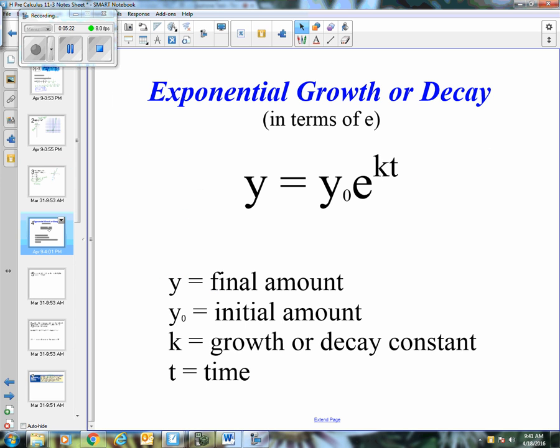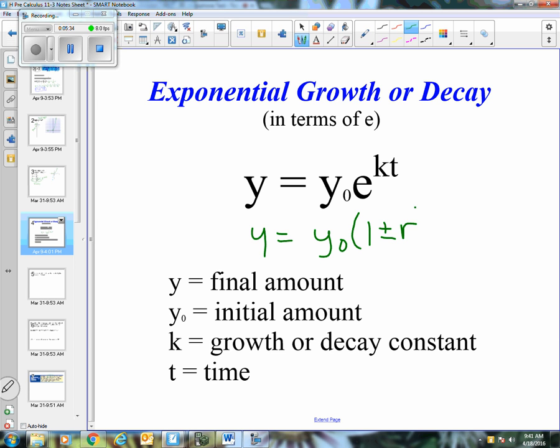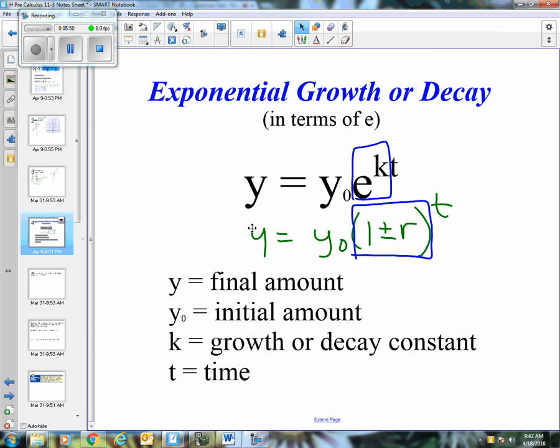So I want you to compare this exponential growth or decay in terms of e to what we had before. What we did last week was this. We had y0, and then we had 1 plus or minus the rate, and then to the time. So we talked about a rate and decay of something like this. So what we're doing is we're replacing this part right here with this part right here, this e to the k. So instead of saying 1 plus or minus r as my base, I'm doing e to a power to give me whatever my base is going to be. But everything else is exactly the same.